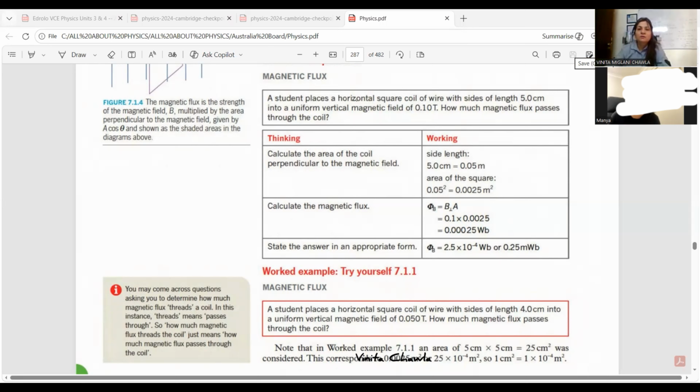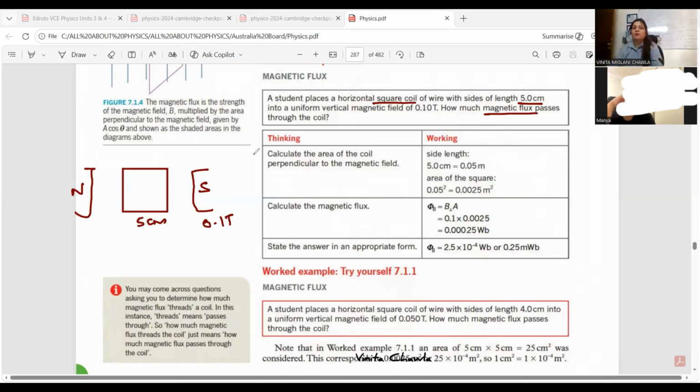A student places a horizontal square coil of wire with sides of length 5 centimeter. So we have a square coil this time, and it is placed in a magnetic field. Side is given, 5 centimeter. Magnetic field is given, 0.1 Tesla. How much magnetic flux passes through the coil? Find the answer.